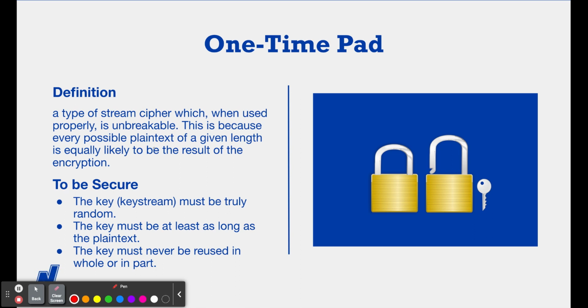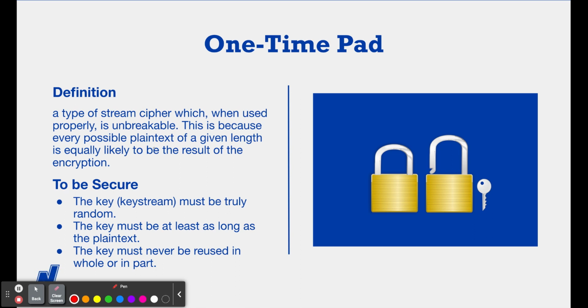So now we're actually talking about one-time pads. Moving into understanding the definition of this and what it needs to be secure, there are a couple of things. It is a type of stream cipher which, when used properly, is unbreakable. This is because every possible plaintext of a given length is equally likely to be the result of the encryption.